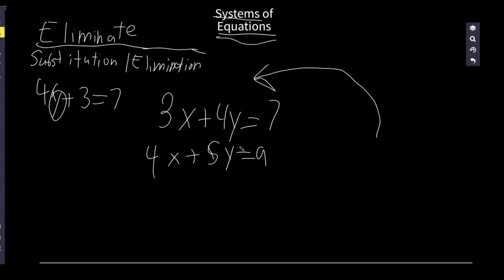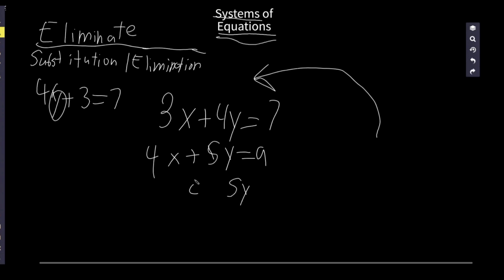So substitution is just getting one variable in terms of another. So first step is to pick an equation. So let's just pick the bottom equation. And now we want to pick a variable. It doesn't really matter which variable we pick. So let's do y.